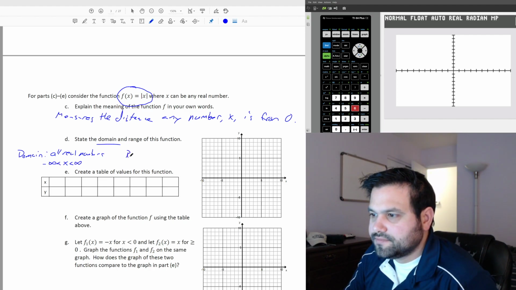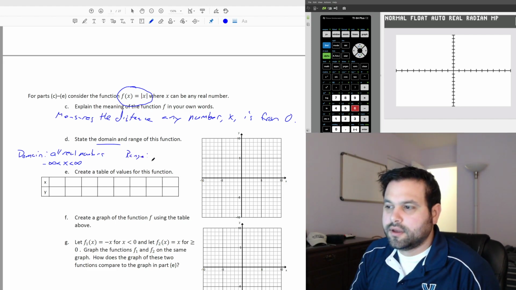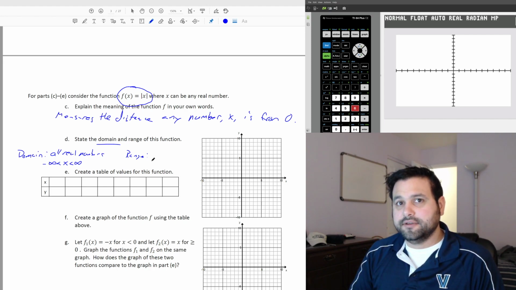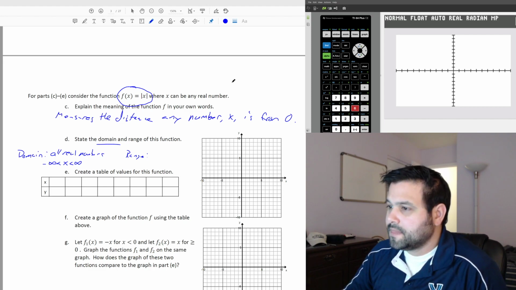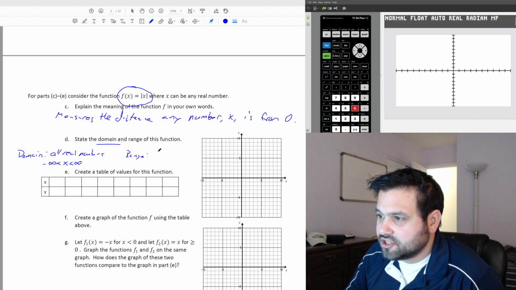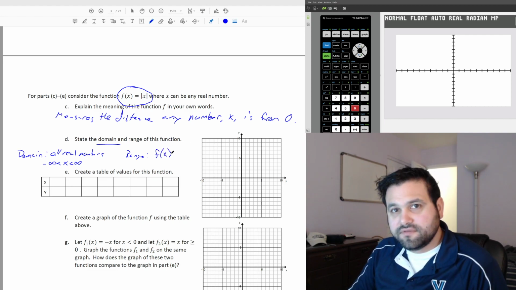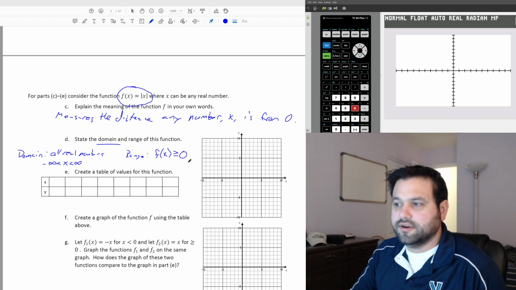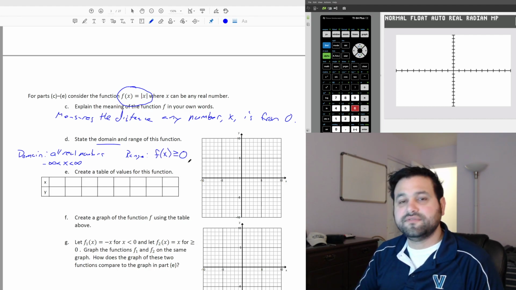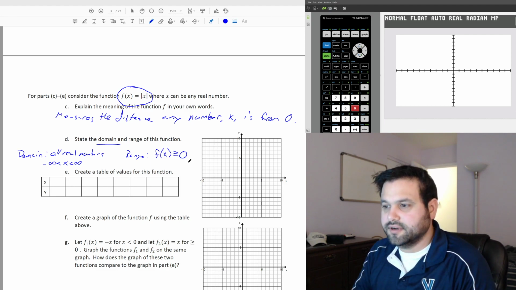The range. Well, what type of numbers are we outputting? We're outputting all positive values, right? Positive values, or it can be 0 as well, right? So the range of this function, the output, f of x, or the y values, if we want to think of it that way, all of these values have to be greater than or equal to 0. Okay, so the range of the function is going to be all values greater than or equal to 0.